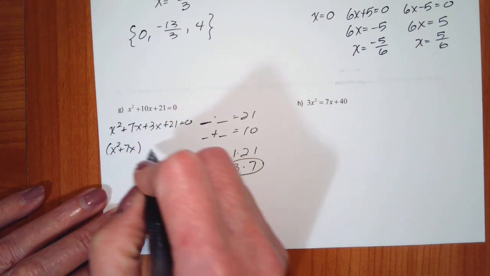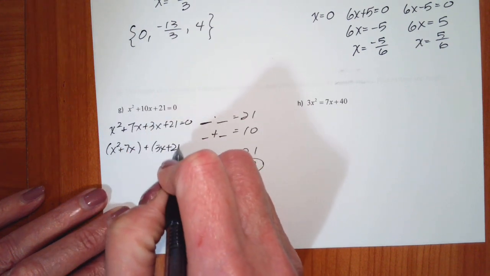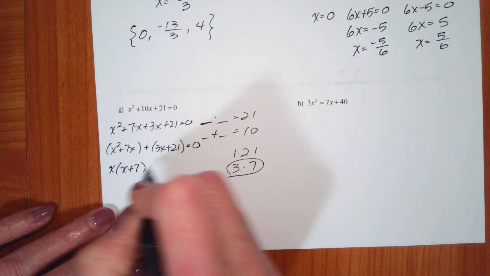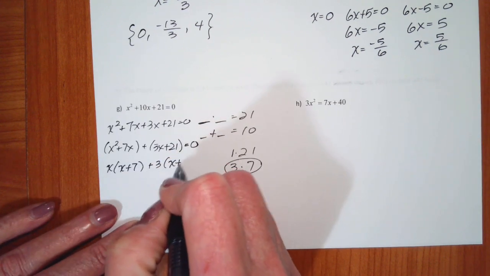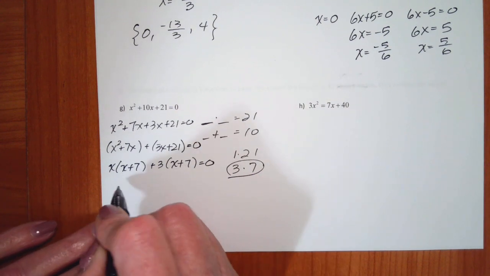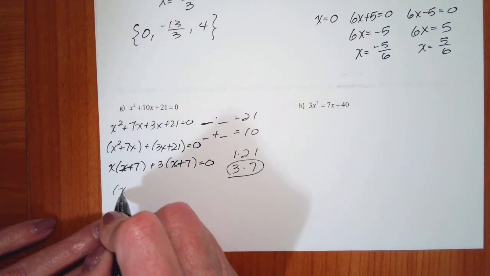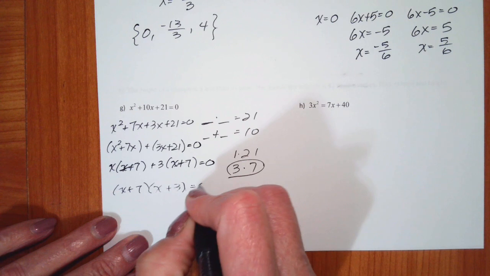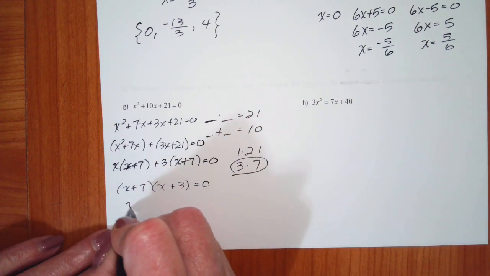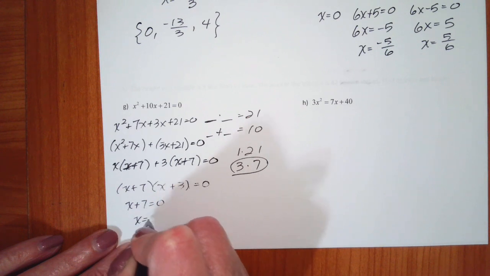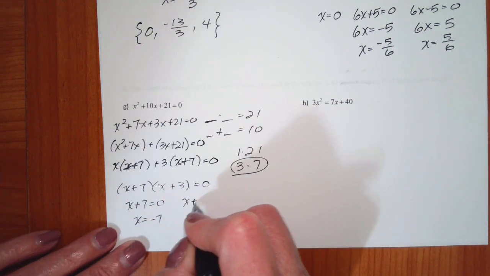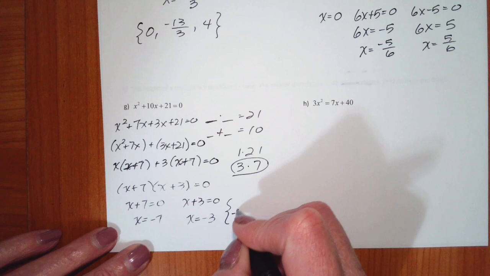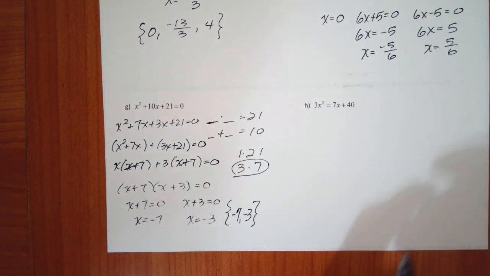x squared plus 7x plus 3x plus 21 equals 0. This gives me x times (x plus 7) plus 3 times (x plus 7) is equal to 0. Common factor of x plus 7, I'm left with x plus 3, and that equals 0. So if x plus 7 equals 0, that means x equals negative 7. If x plus 3 equals 0, that says x is negative 3. So my solution set is negative 7, negative 3.